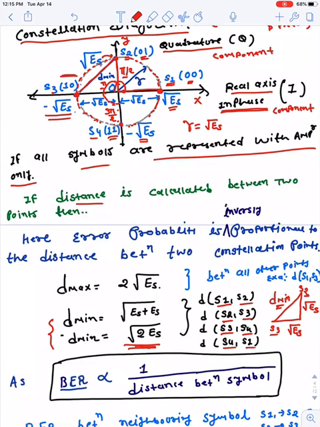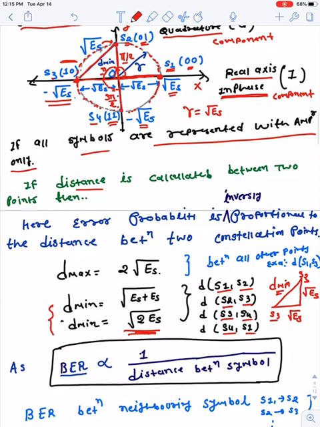And what is the maximum distance possible? The maximum distance is possible between S1 and S3, or between S2 and S4. So the maximum distance can be like this one, either this one or maybe this one. That is the symbol S2, that is the symbol S4, this is square root Es, this is also square root Es. So the maximum distance possible here is 2 times square root Es.